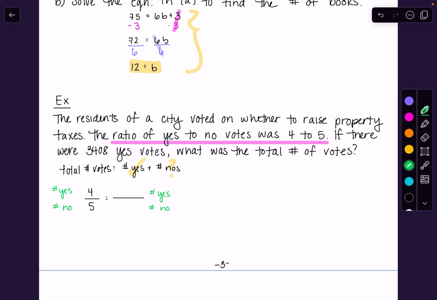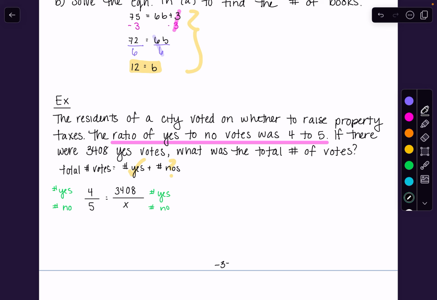Now, I don't know what that is. So in the denominator, I'm just going to go ahead and call this x. Okay? It's my unknown. You can use n as well if you want. It really doesn't matter. Okay? But now the number of yeses, we are told it's 3,408 votes. So our whole goal is to figure out what is the value of x that solves this equation.